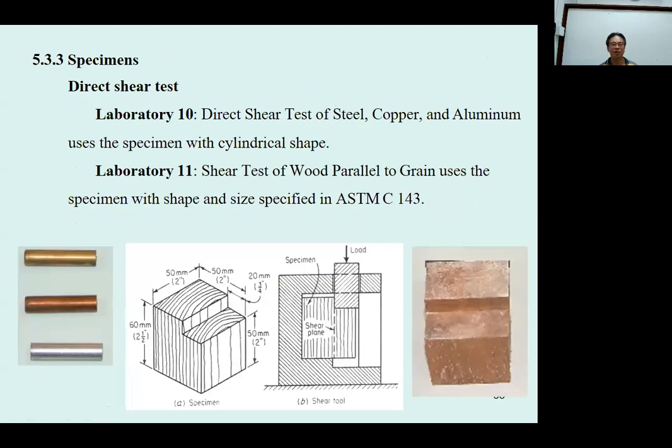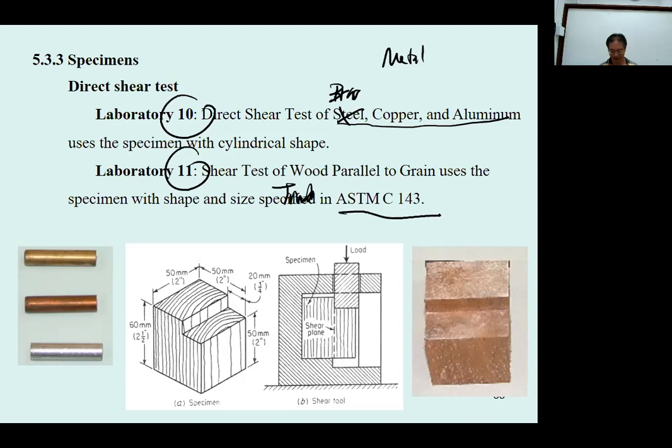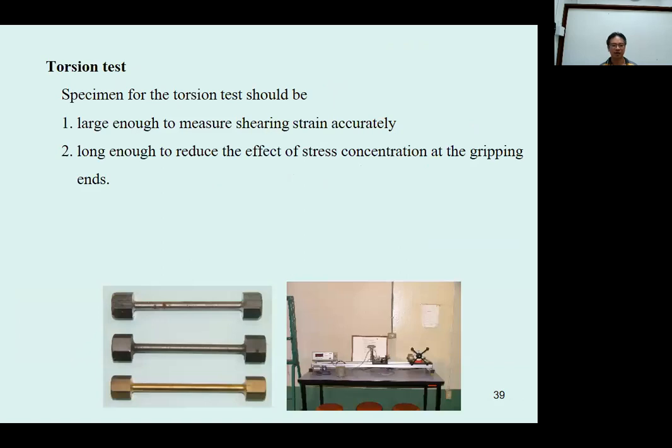And then lab number 10 and 11, that's for the direct shear test. Lab 10 is for the metal, it must be brass, okay, and then lab 11 is for the timber. And this test is based on ASTM C143.